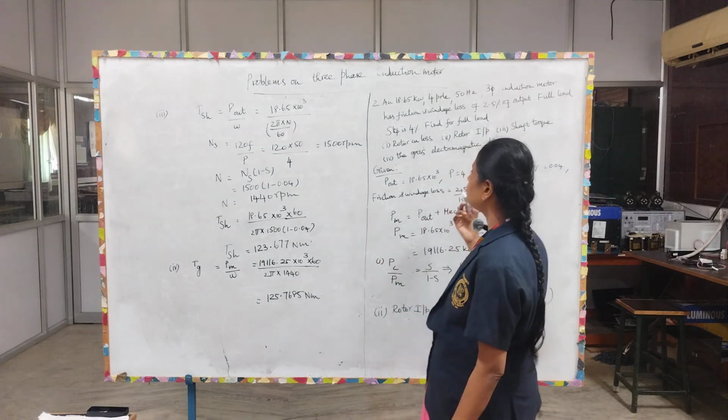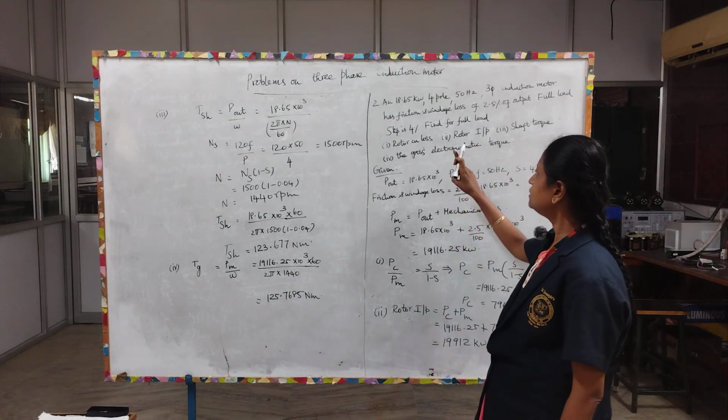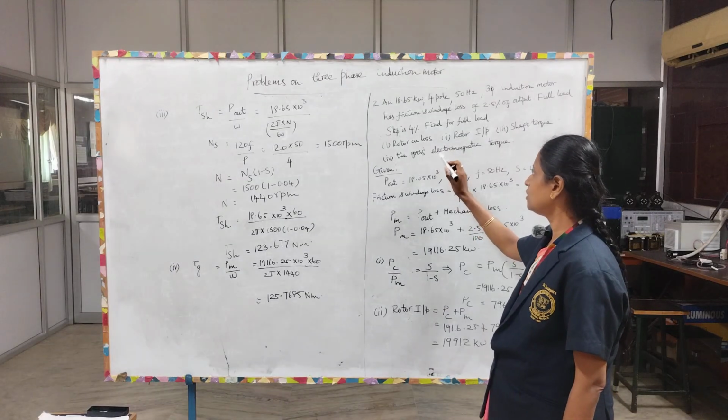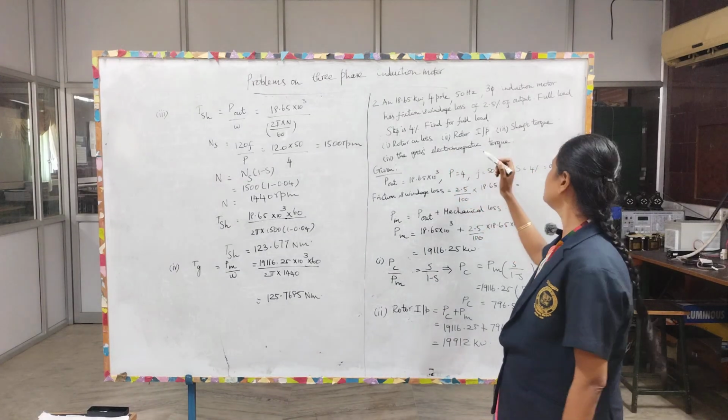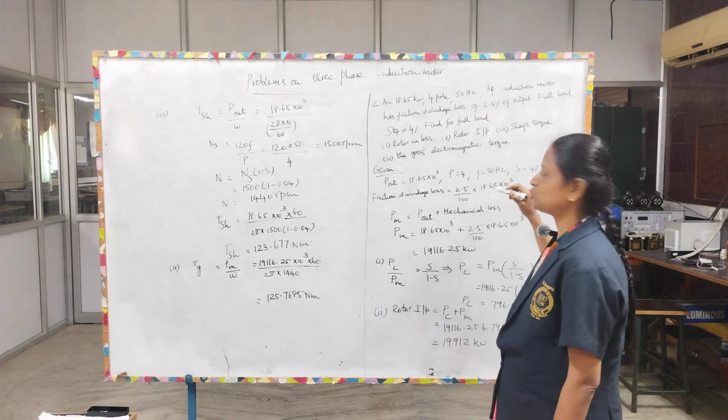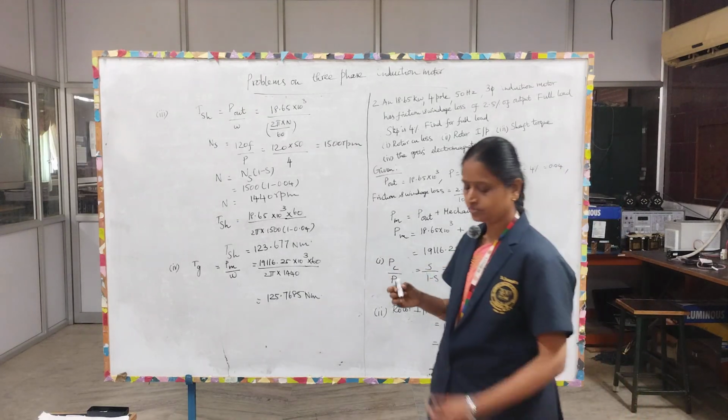So in the second problem we have calculated the 4 divisions. First we completed rotor copper loss, then rotor input, then shaft torque, and then the gross electromagnetic torque.